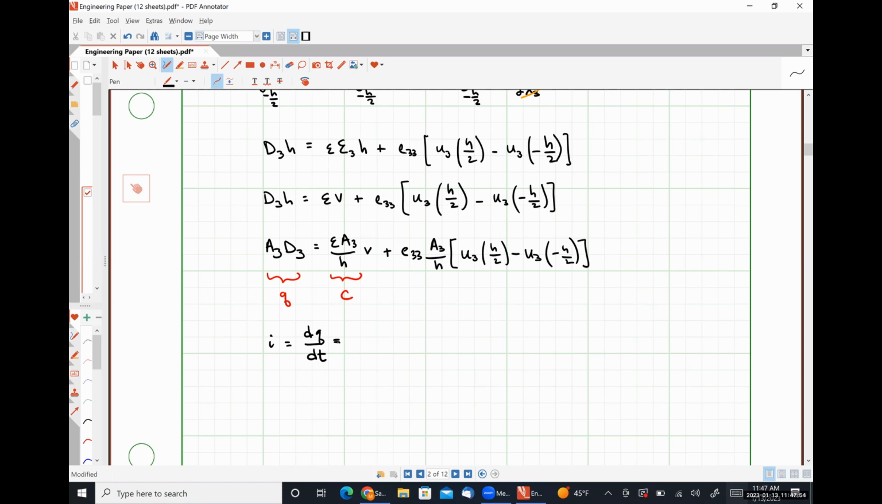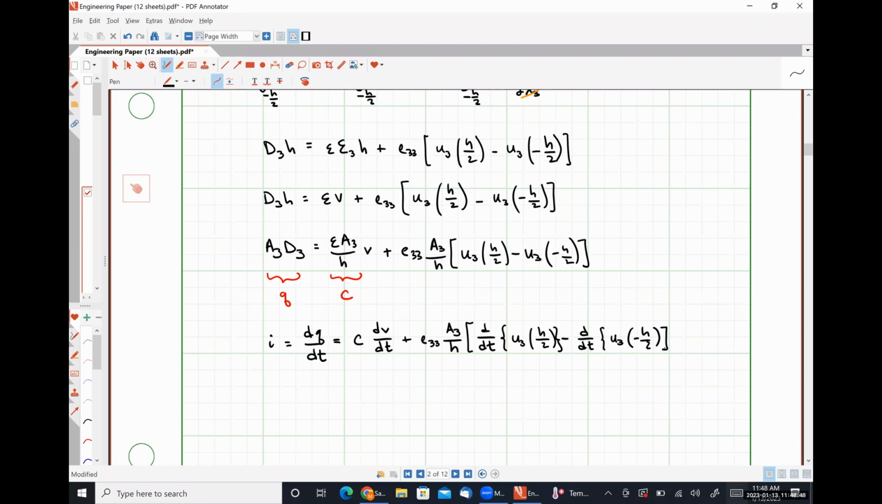will be, let me get to the right point in my notes here so I don't mess things up, C dV by dt plus E33 A3 over H, all of those are constant, times the time derivative of U3 at H over 2 minus U3 at negative H over 2.